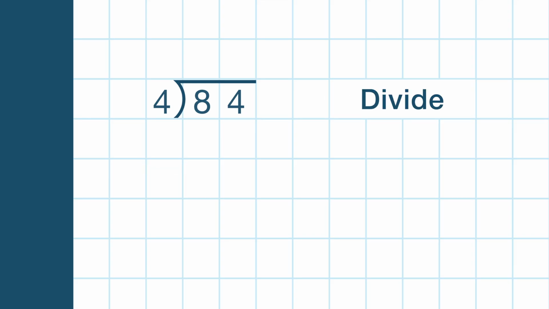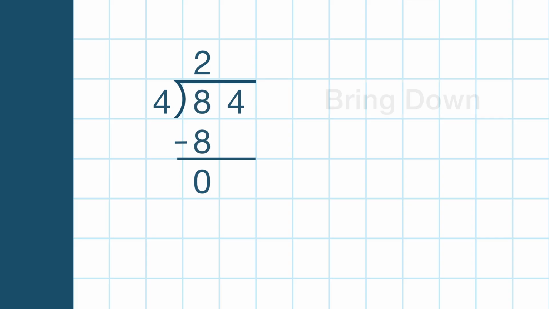Step 1, divide. 4 goes into 8 2 times. Write the 2 above the 8. Step 2, multiply. 2 times 4 equals 8. Write the 8 under the 8. Step 3, subtract. 8 minus 8 equals 0. Step 4, bring down. Bring down the 4.